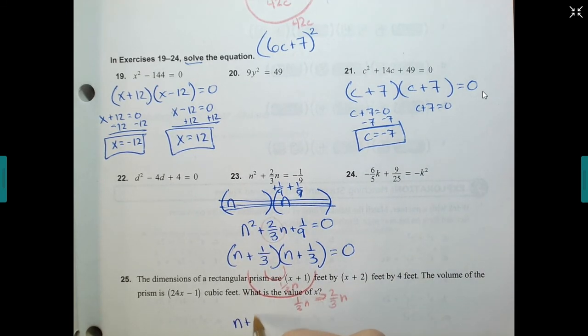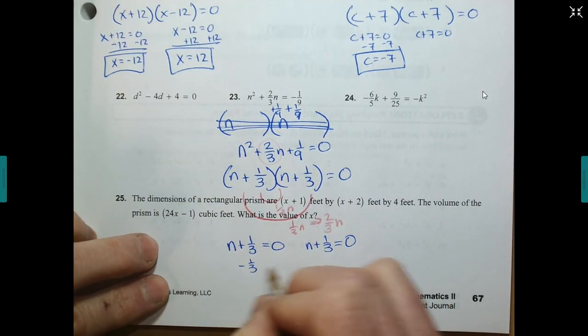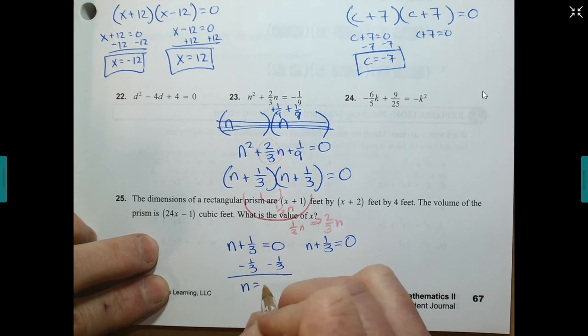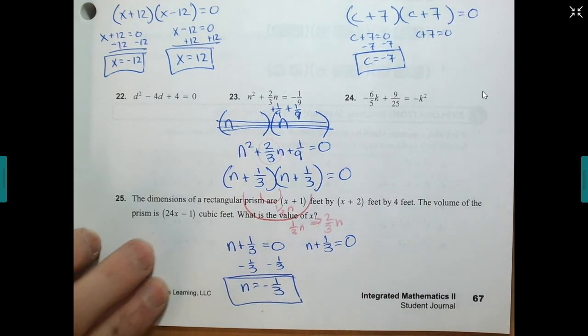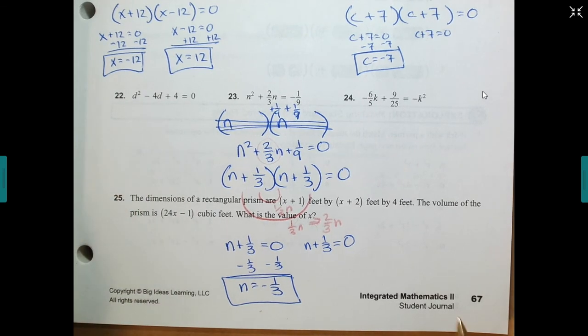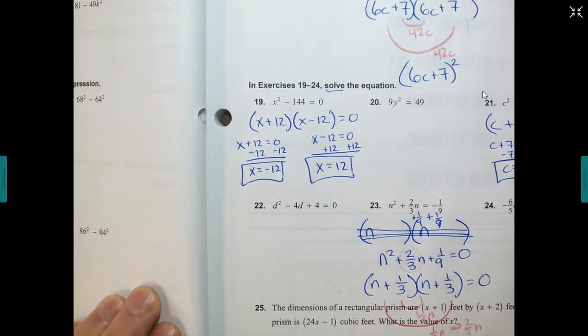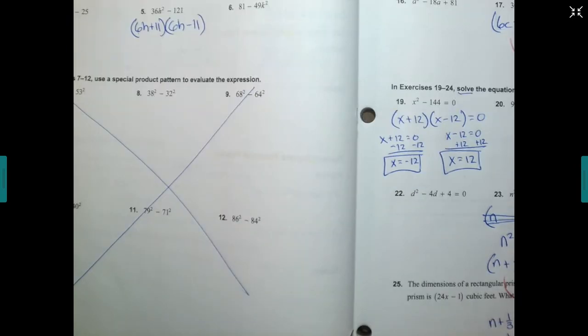So I have n plus 1/3 equals 0, and then n plus 1/3 equals 0. So subtract 1/3, subtract 1/3. n equals negative 1/3. And this is the exact same equation. So there's my answer. I didn't even need to be afraid of fractions. Man, that's great. Okay. So if it clicks, you'll get it. Try and do your best. Don't worry about 7 through 12. And there you go. There's your assignment.